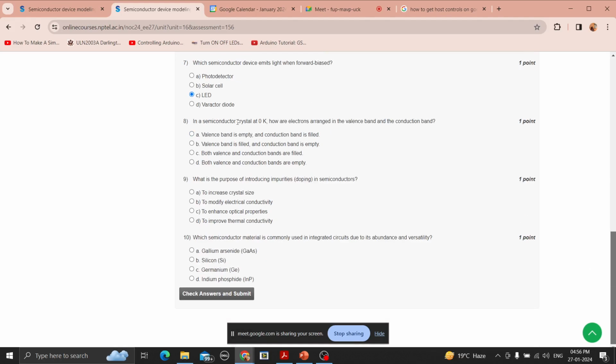In a semiconductor crystal at 0 Kelvin, how are electrons arranged in the valence band and the conduction band? We have already discussed this. What will be the answer? Option B. The valence band is filled and the conduction band is empty. So there is no free electron in the conduction band, and there are no holes in the valence band.